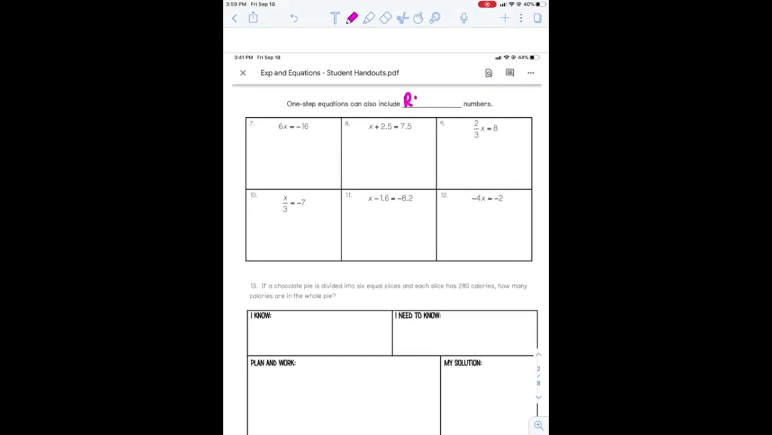Okay, so one-step equations can also include rational numbers, so that's like decimals and fractions. So we're going to work through a couple down here together. I'm going to go ahead and tell you to skip the ones I want you to skip. If you want to do 8, 9, 11, and 12, feel free, but I am not going to work those out. So I'm just going to do 7 and 10.